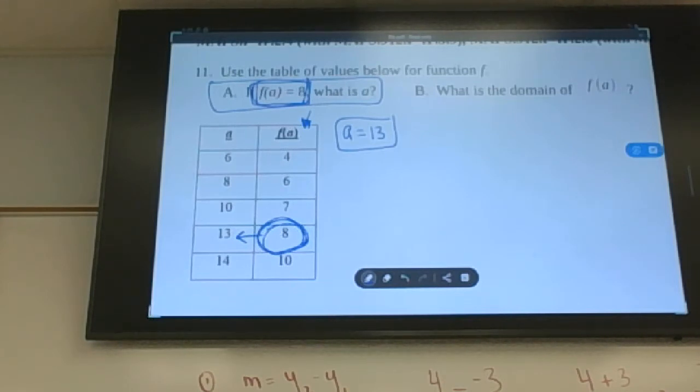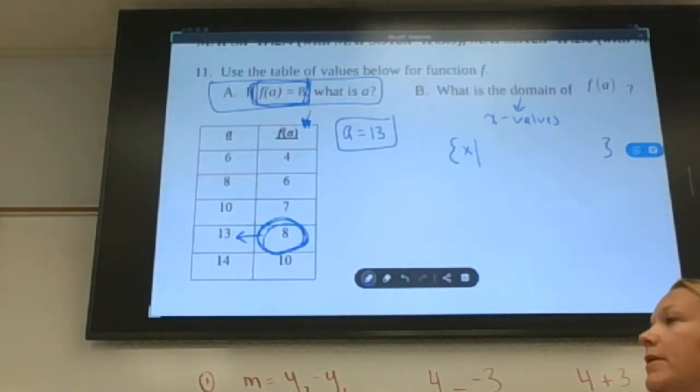Alright, and you guys know we just talked about this recently. Domain is X values. So go ahead and make a list of X values. I'd like for you to list it with these fancy brackets. You just say X equals all real numbers. It's not all real numbers. It's only all real numbers if you have an equation. This isn't an equation, it's just a table.